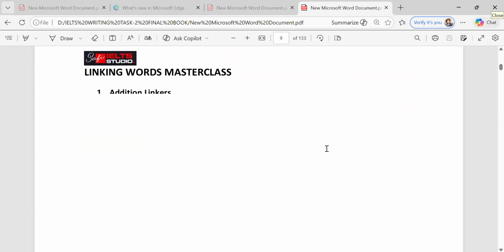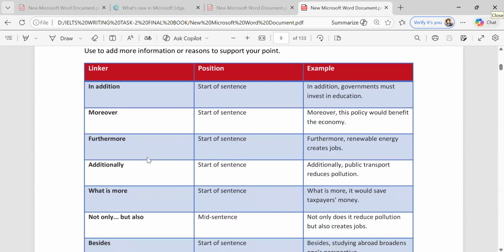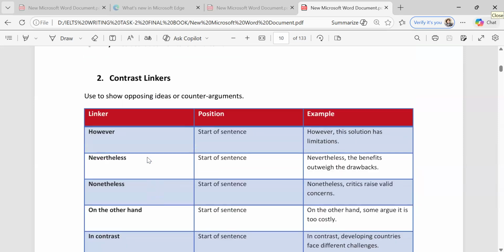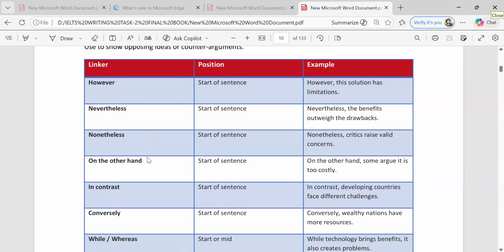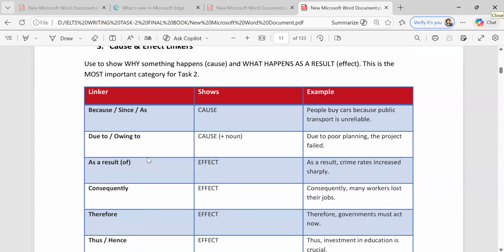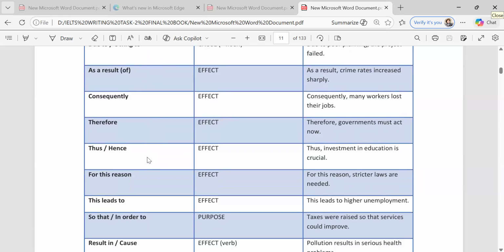Then there are different linkers. I will share the list of linkers. First of all, some linkers we use for addition, like "and", "moreover", etc. Then there are contrast linkers, like "however". This is a complete list. And then we have linkers for causes and effects, like "because", "due to", "as a result", etc.